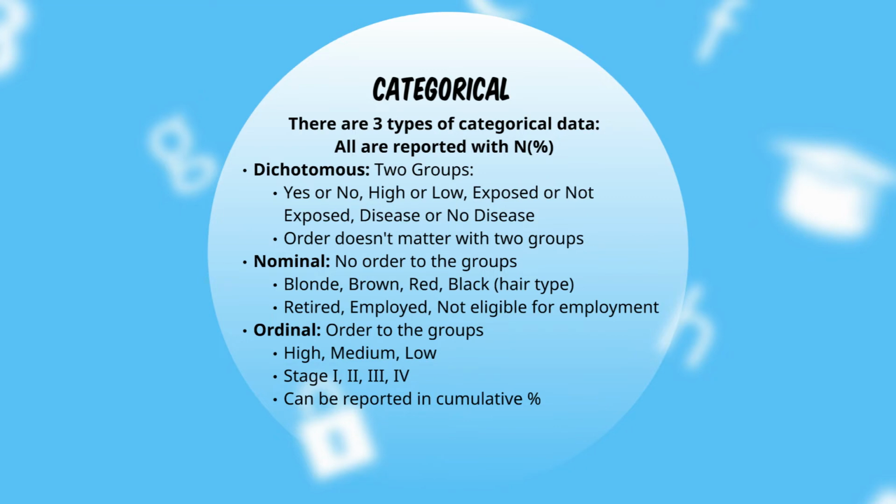So I could combine the medium and low percentages together. I could look at stage 1 and 2 versus stages 3 and 4, or stages 1, 2, and 3 versus stage 4. It makes sense to look at those variables in that manner. It does not make sense with nominal variables to report them in cumulative percentages.